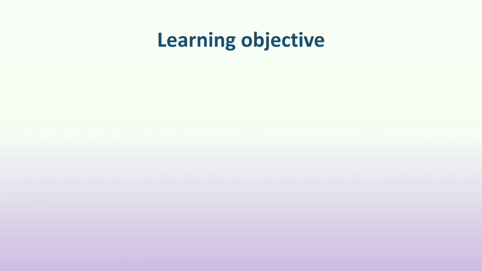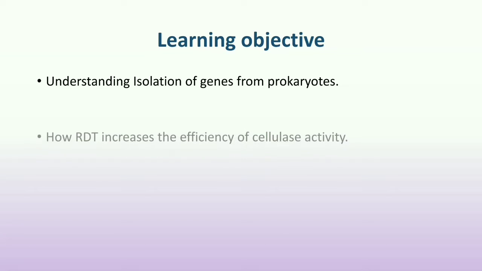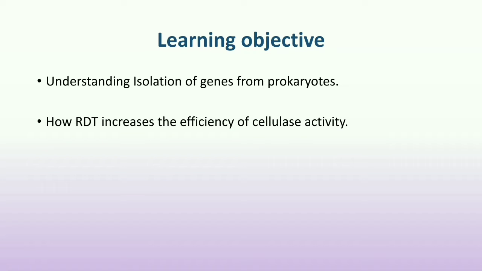Learning objectives. After watching this video, the students should be able to answer questions on isolation of prokaryotic genes from cellulolytic bacteria. They should also be able to answer questions on how recombinant DNA technology increases the efficiency of cellulase activity and the different screening methods utilized to obtain recombinants.